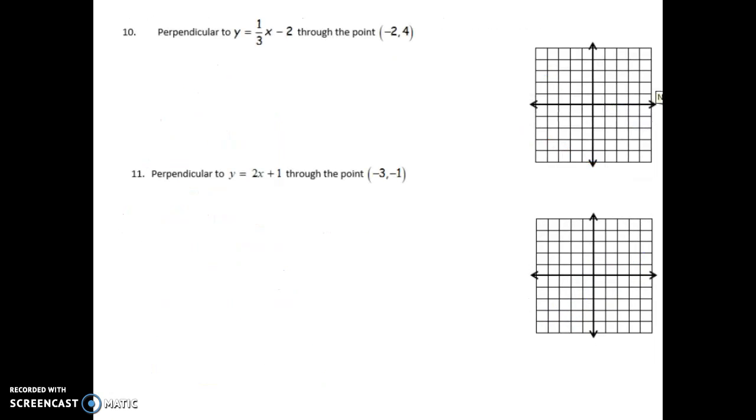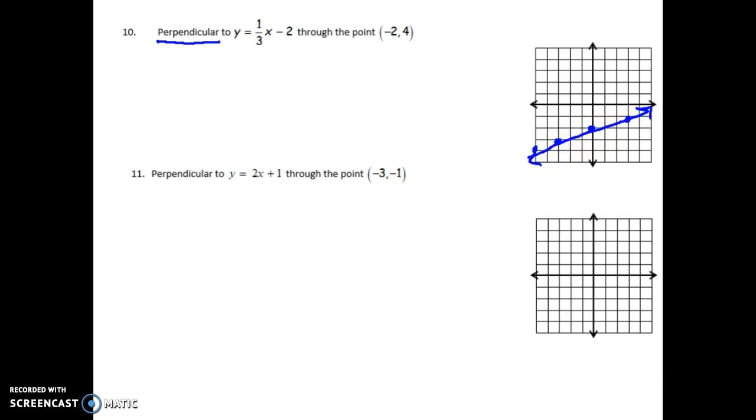This time we want the perpendicular slope. It's perpendicular to y equals 1/3 x minus 2. So we're going to start by graphing this one. The y-intercept is negative 2, and our slope is 1/3. So up, rise 1 and over 3: 1, 2, 3. Or we go down 1 and over 3: 1, 2, 3. Okay, so there's the given line.